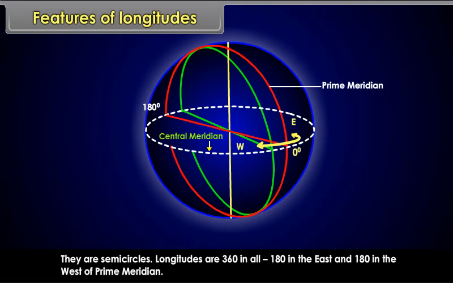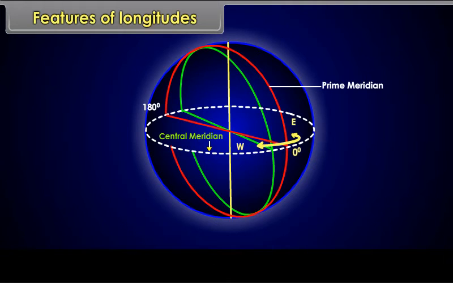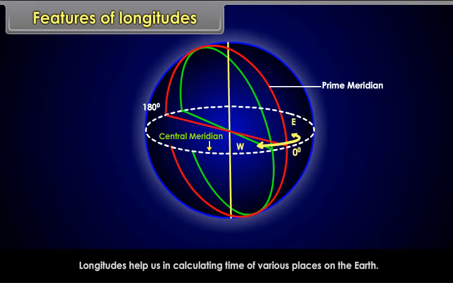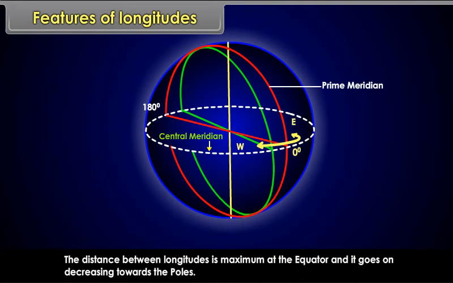They are semicircles. Longitudes are 360 in all, 180 in the east and 180 in the west of prime meridian. 180 degrees east and 180 degrees west is one longitude. Longitudes help us in calculating time of various places on the Earth. The distance between longitudes is maximum at the equator and it goes on decreasing towards the poles.